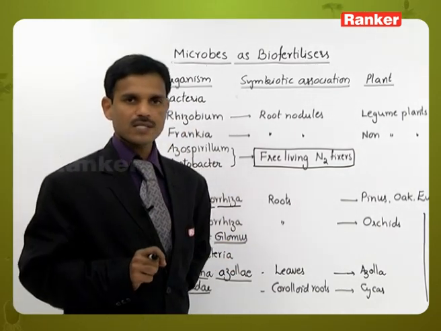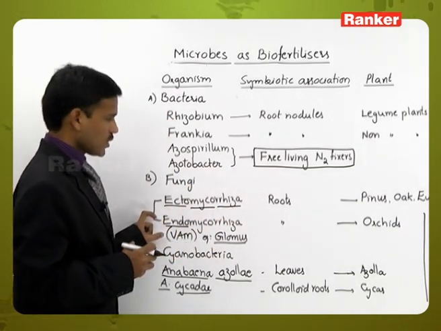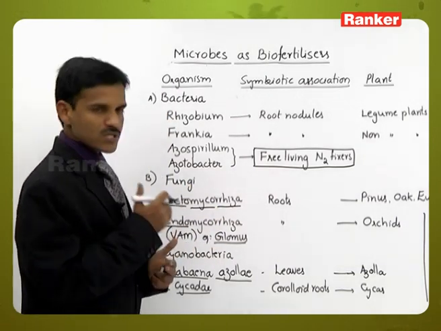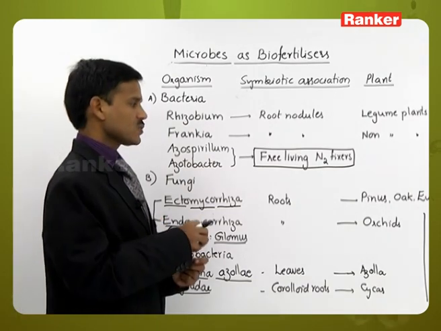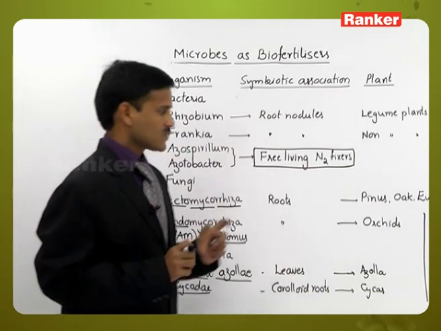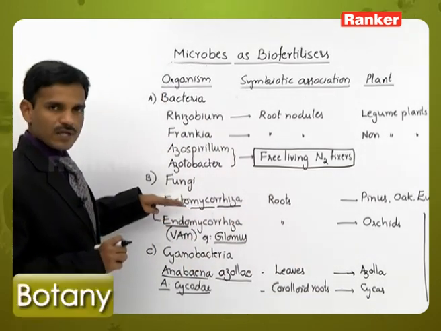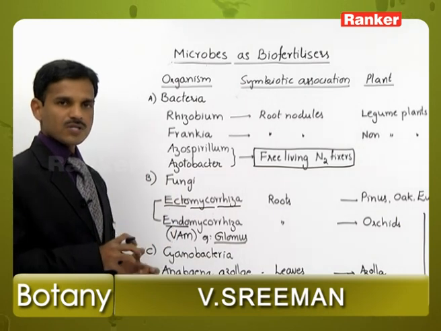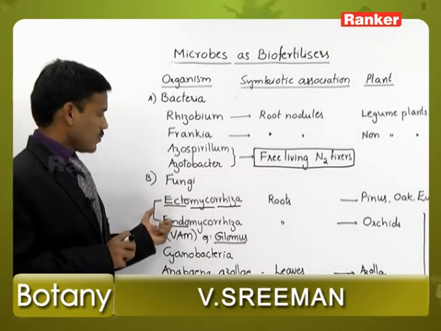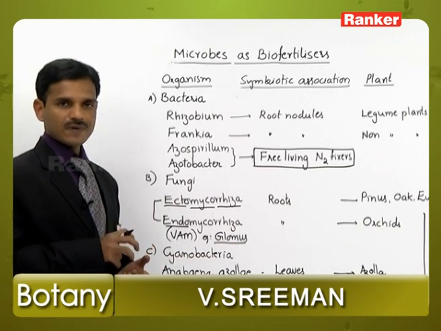Ectomycorrhiza is present outside on the surface of the root system. Endomycorrhiza is present outside the root system and inside the root system, forming the vesicles and arbuscules. That's why it is called VAM fungi. So ectomycorrhiza is involved in the absorption of all the minerals from the soil and water. Endomycorrhiza is mainly involved in the absorption of phosphorus.